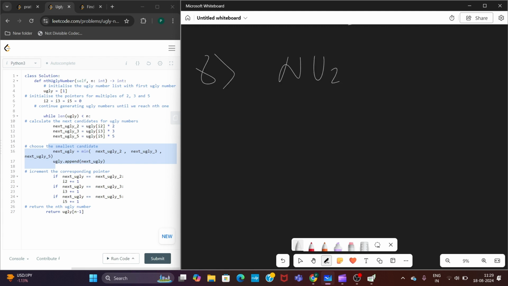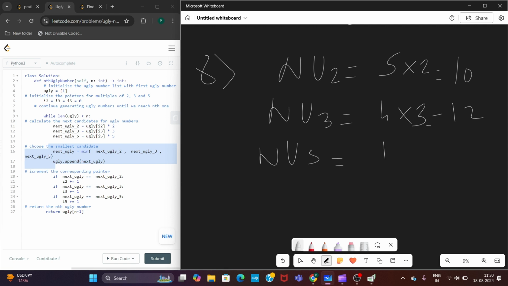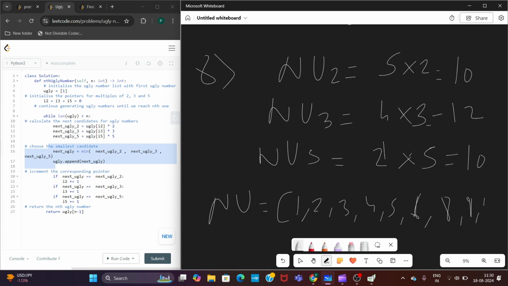So my next ugly of 2, which is what? 5 into 2, which is 10. Then my next ugly of 3, which is what? 4 into 3, which is 12. Then my next ugly of 5, which is what? 2 into 5, which is 10. Okay, so my ugly array will be now 1, 2, 3, 4, 5, 6, 8, 9, 10.